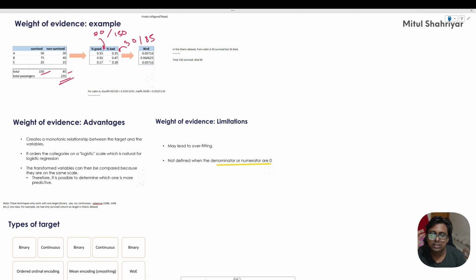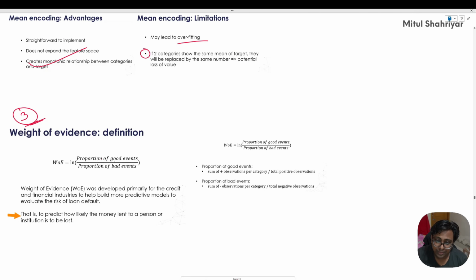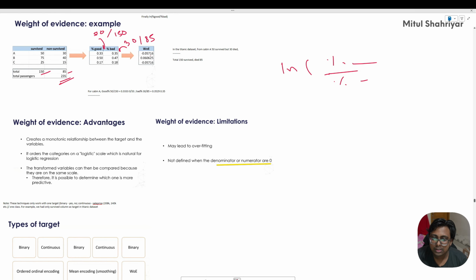Now we can easily get the weight of evidence. How do we get that? We take the log of the percentage of good events divided by the percentage of bad events. That's it. After that, we have this minus 0.05716 and so on. You can see this technique is very good for positive and negative things: people survived, people did pay their loan, people didn't pay their loan, and so on. When you see this kind of variable, you can use the weight of evidence technique.